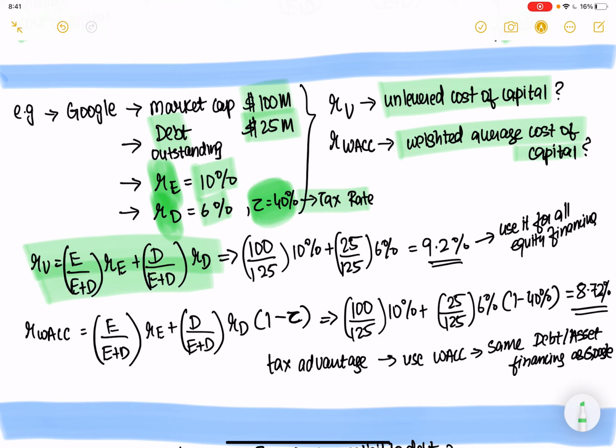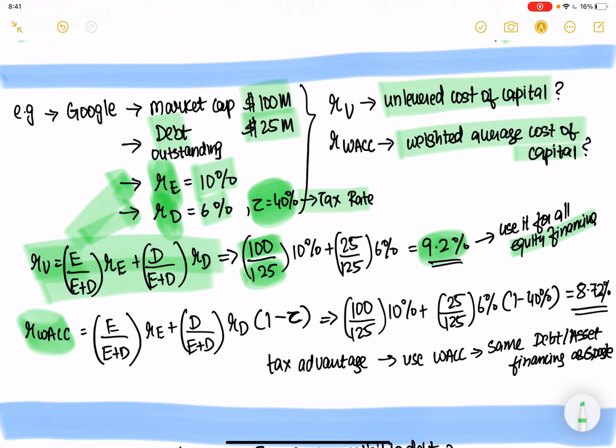The first step is to calculate the return expectation. The return expectation for this equity and debt combination would be the weighted average of the return on equity and the return on debt, and you get 9.2%, right? 100 is the total market cap, so it's the total equity, and the total of debt plus equity is 125. So if you were to do full equity financing, you would go with this, right?